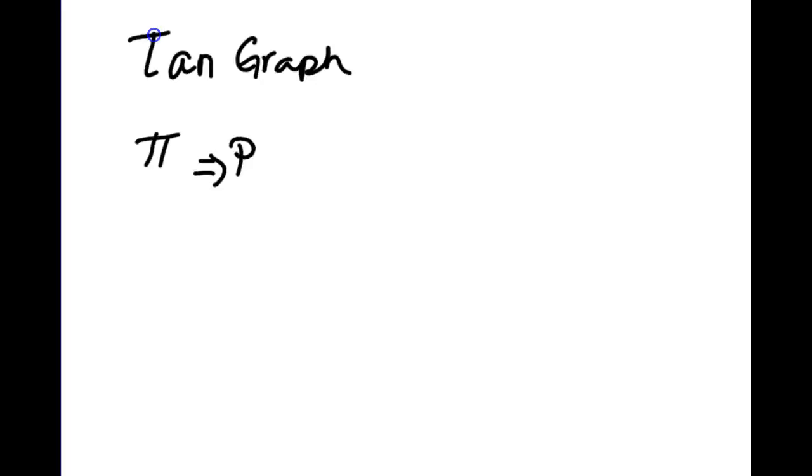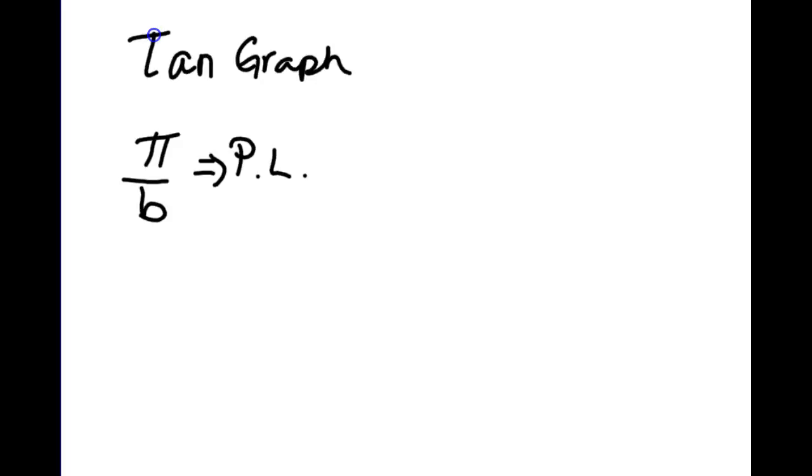On 5.3 we're talking about tan graphs. Tan graphs look different than sine and cos graphs, and they have some different properties that go with them. Before, sine and cos had period lengths of 2 pi, but the period length for tan is always pi. So it's not 2 pi, it would be pi over b in this same situation.